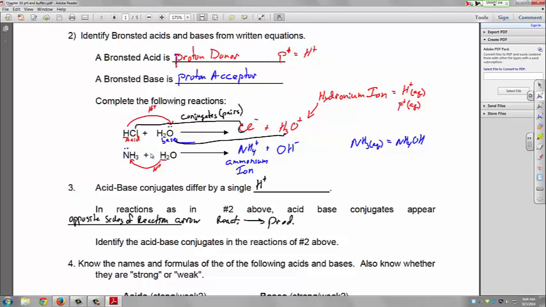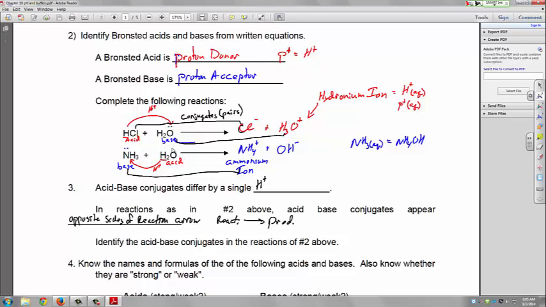The next reaction down here for ammonia, we said ammonia is a base. It's accepting the hydrogen ion from water, so water is the acid. It's donating its hydrogen ion. On the product side, we see NH4. It's got one more hydrogen than NH3. So these guys are acid-base conjugates. Ammonium is the conjugate acid of ammonia. Right, so here's the base, here's its conjugate acid.